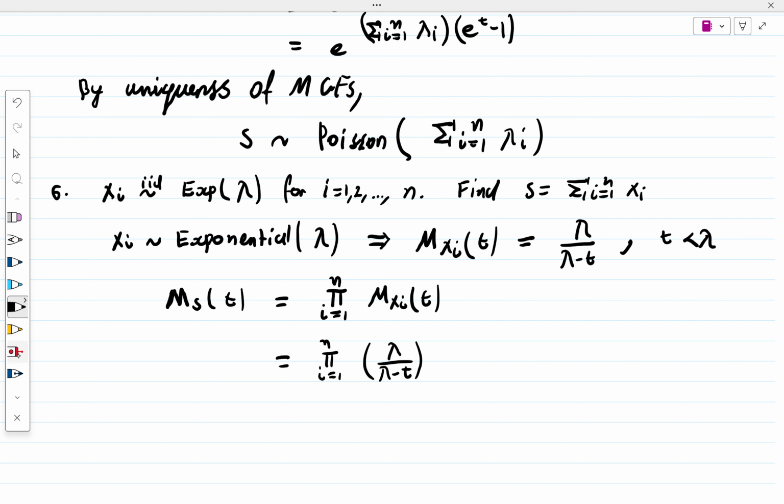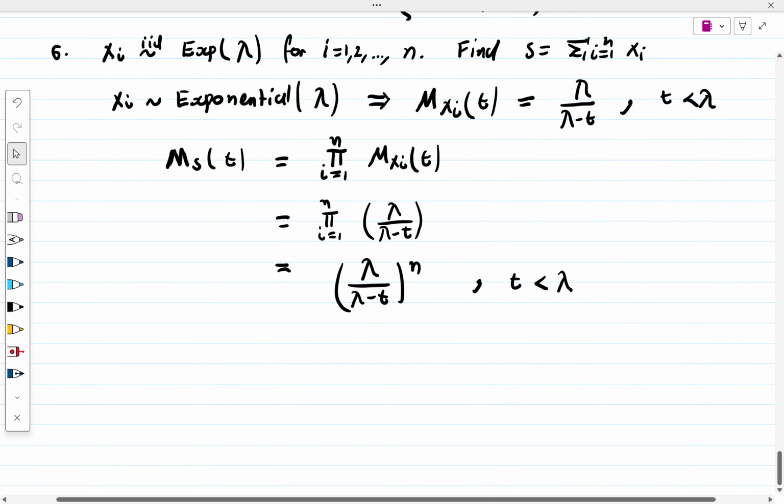Now, again, no term within the product is actually dependent on the index, and therefore we're technically just multiplying this same number a total of n times with itself. So this becomes lambda on lambda minus t to the power of n. And of course, this is still for the case where t is less than lambda. That condition still must hold.